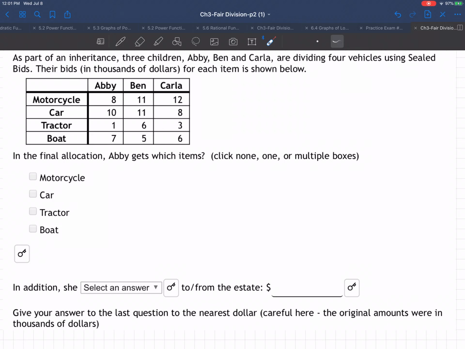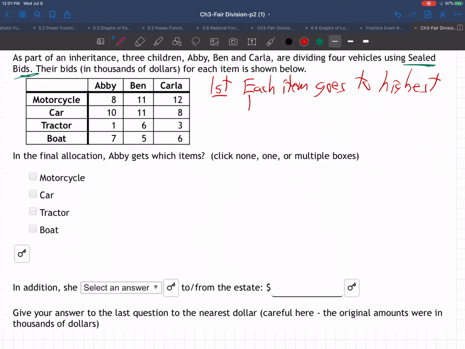Okay, another example of sealed bids here. That's the method right here, sealed bids, the method we're using. So the first step is each item goes to the highest bidder. So that's the first step.